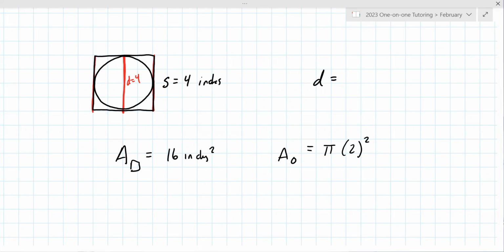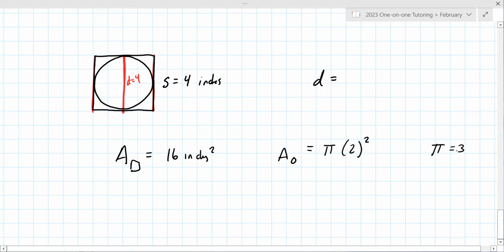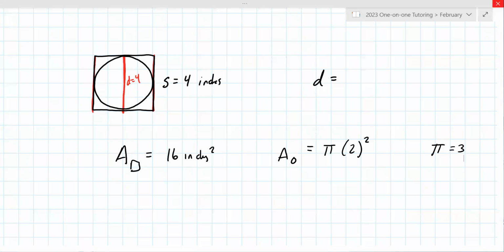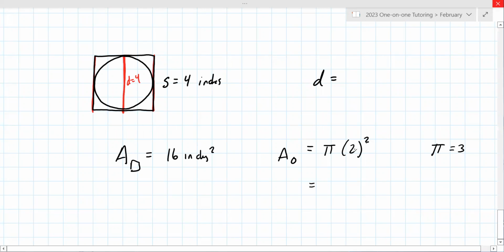Could you give me the approximation for this, and you can use pi as 3 if you want. 2 squared is 4, right? Yes. Times 3 is 12 inches squared.